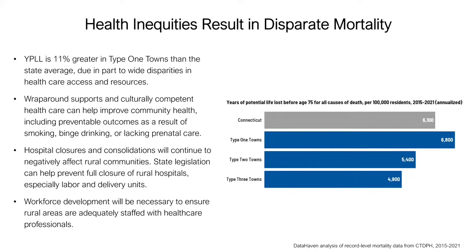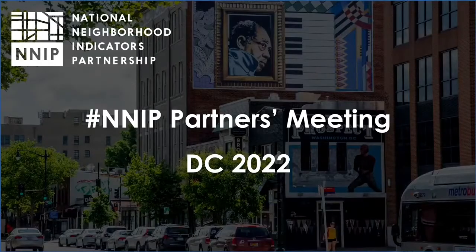And so what this ends up being attributed to is the overall years of potential life lost before age 75, which is much higher in type 1 towns than statewide or in the other rural towns in Connecticut. So CTRH is going to use this information to advocate for policies that, on the one hand, can help preserve healthcare workforce and healthcare facilities in rural areas.